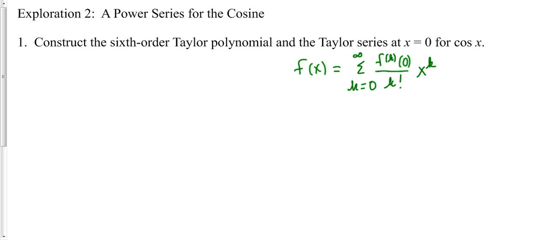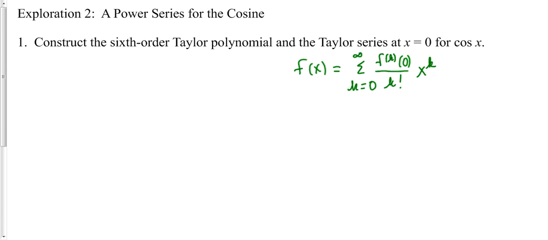All right, let's look at exploration 2, a power series for cosine. Construct the sixth order Taylor polynomial and the Taylor series at x equals 0 for cosine x. So let's begin by remembering what the Taylor series at x equals 0 is, and I've written it here.